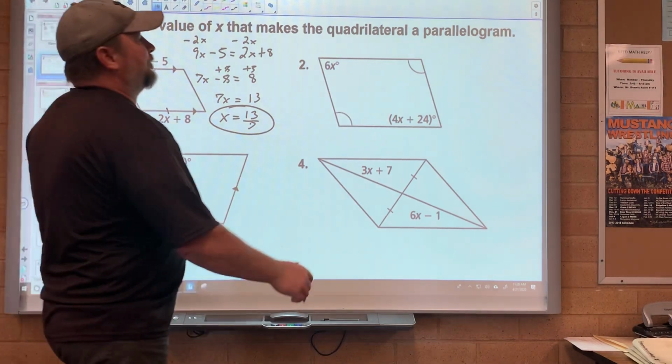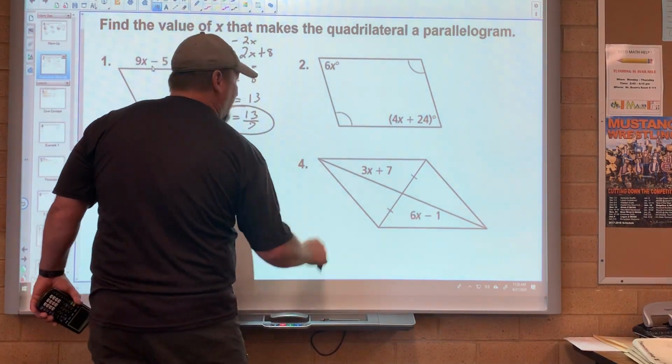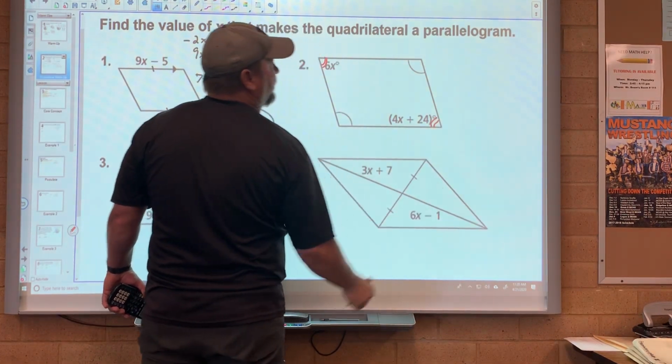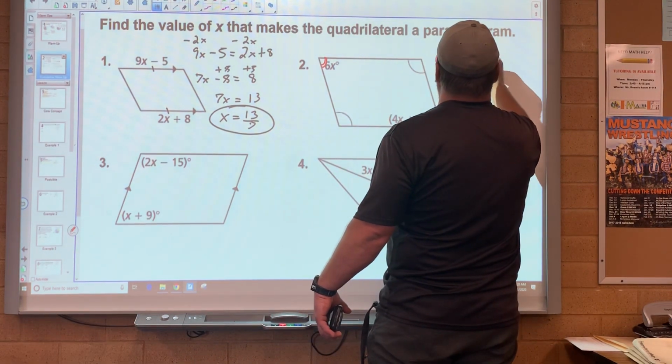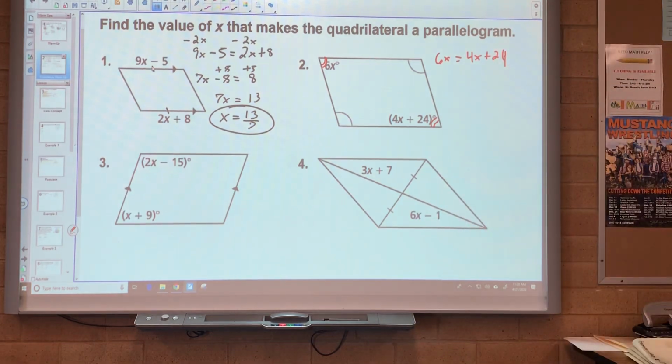Opposite angles are congruent on a parallelogram, so my markings would be here. I'm going to do 2 of them. Then I'm just going to set up 6x equals 4x plus 24. Just one moment.